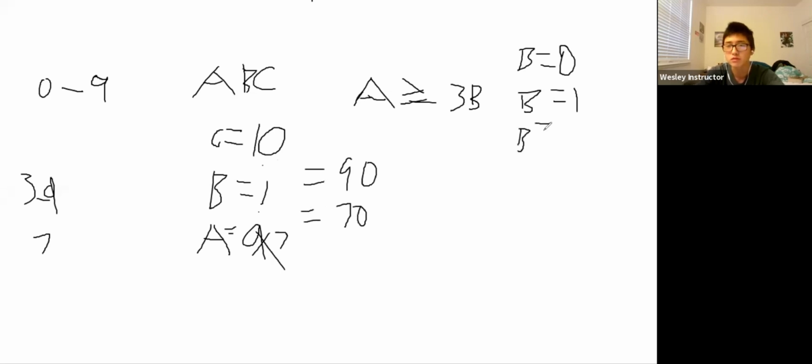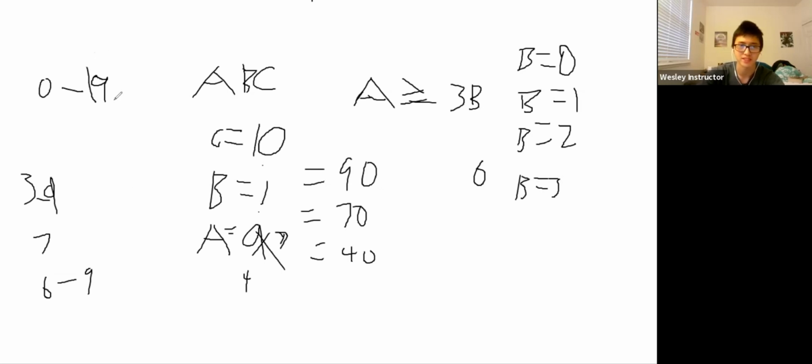All right, say B equals 2. C and B stay the same, but 2 times 3 equals 6. So now A becomes even more limited. I can choose any number from 6 to 9. So 6, 7, 8, 9 gives me 4 options, and this equals 40. And B equals 3. 3 times 3 is 9. The only digit greater than or equal to 9 is 9 itself. So A has 1 option for the last case. So 1 times 1 times 10 equals 10.